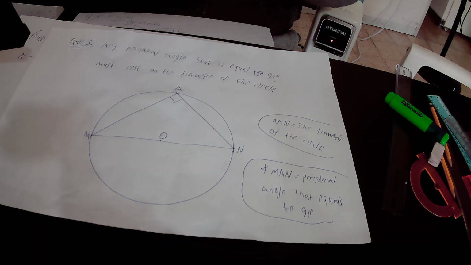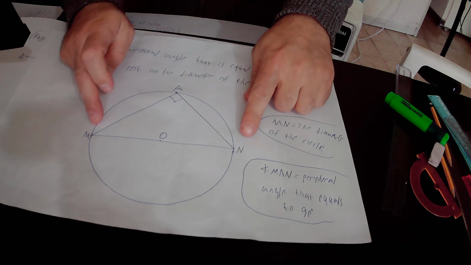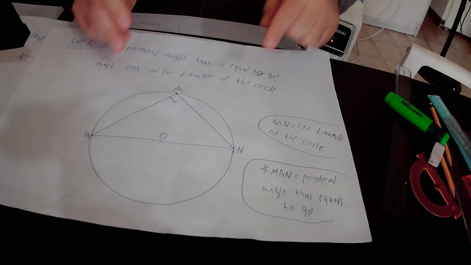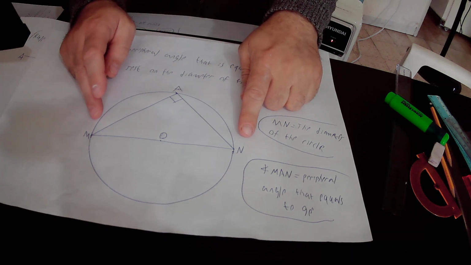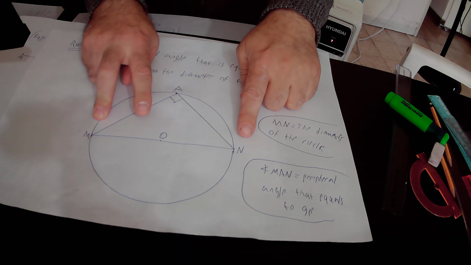From the drawing itself, it is very easy to see that peripheral angle MAN rests on chord MN, and indeed chord MN is the diameter of the circle. Why? Because chord MN passes through point O, that is the center of the circle, and we know that any chord that passes through the center of the circle must be the diameter of the circle.